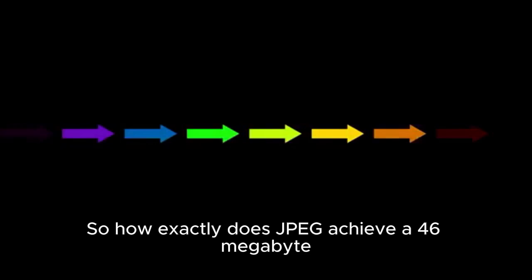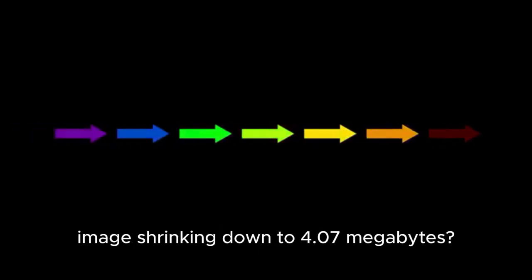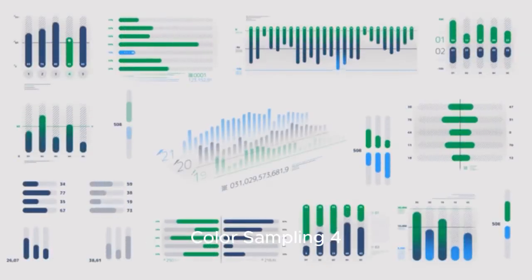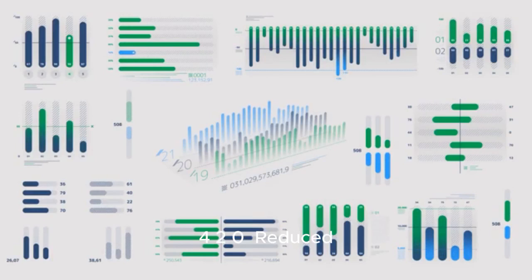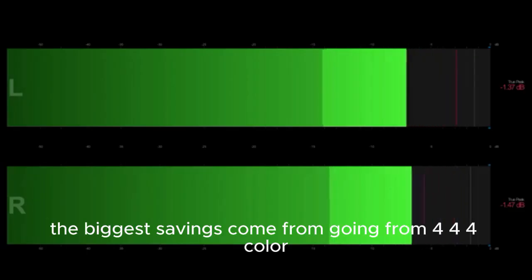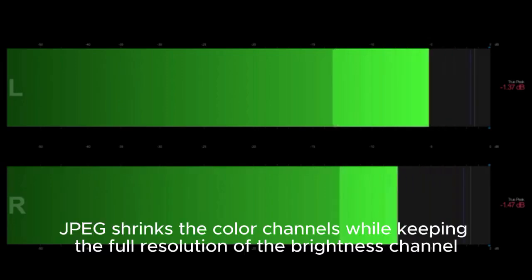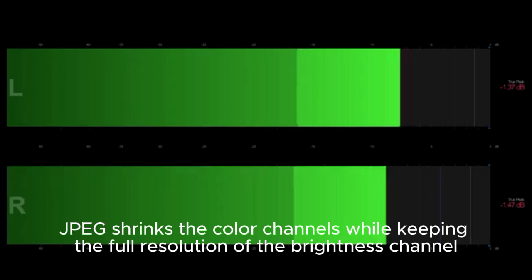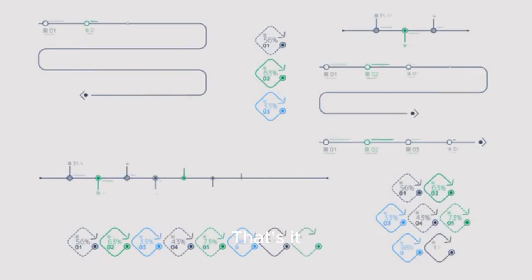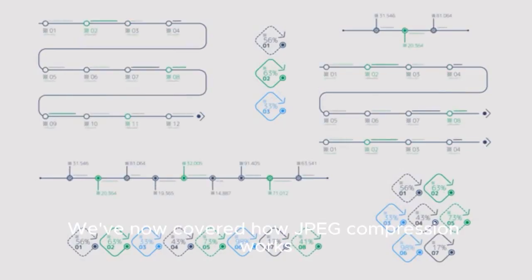So how exactly does JPEG achieve a 46 megabyte image shrinking down to 4.07 megabytes? Let's break down the factors involved. Factor: original, compressed. Color sampling: 4:4:4 to 4:2:0. Quantization strength: none to high. Encoding efficiency: raw pixels to Huffman plus RLE. As you can see, the biggest savings come from going from 4:4:4 to 4:2:0 color sampling. Basically, JPEG shrinks the color channels while keeping the full resolution of the brightness channel. That's it. We've now covered how JPEG compression works.